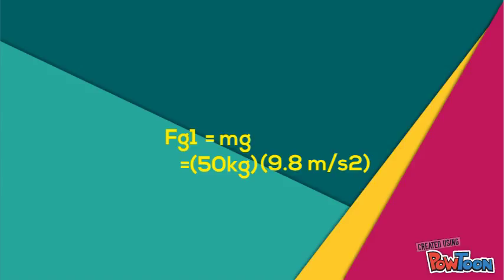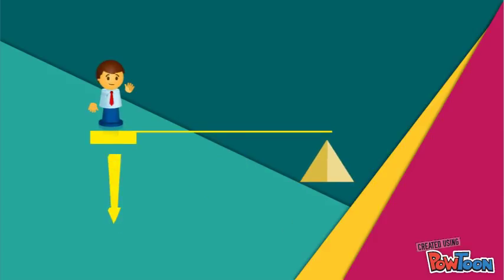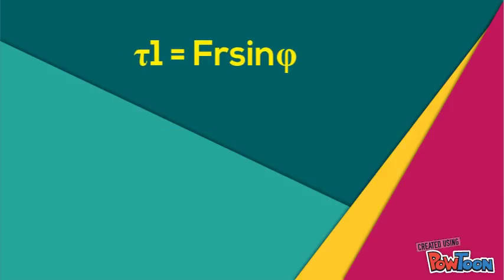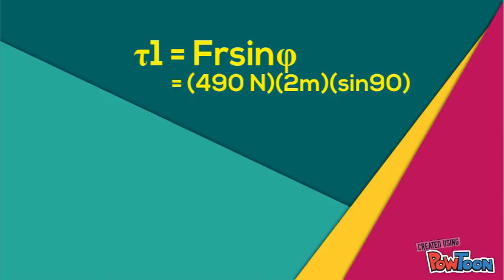equation number 1. The force exerted on the side of the healthy kid is equal to mass, which is 50 kilograms, times acceleration due to gravity, which is 9.8 meters per second squared, which is equal to 490 newtons. This force is exerted towards the ground, so this means that it is exerted 90 degrees with respect to the seesaw. Using the equation for torque, which is force times distance times sine phi, and by substituting the values, we get 490 newtons times 2 meters times sine 90 degrees, which is equal to 980 newton meters.